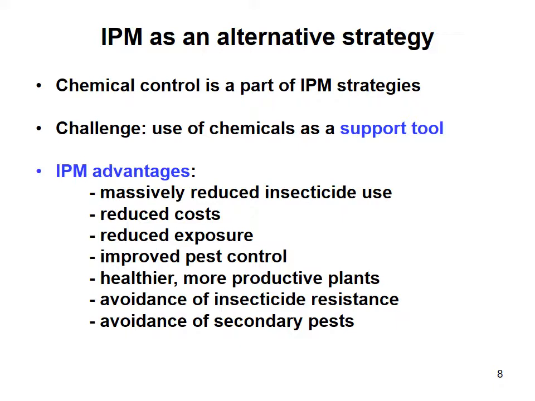Let's look at some advantages of using IPM. Massively reduced insecticide use, reduced costs, reduced exposure to chemicals, improved pest control, healthier, more productive plants, avoidance of insecticide resistance, and avoidance of secondary pests.